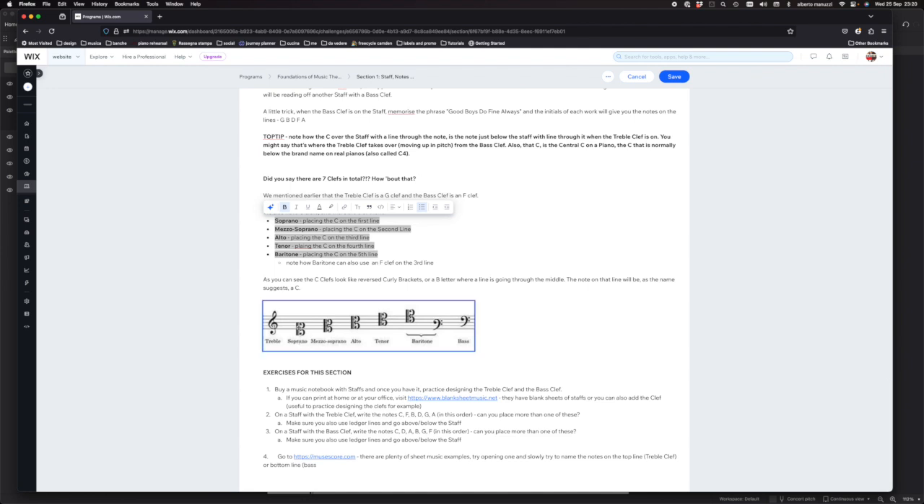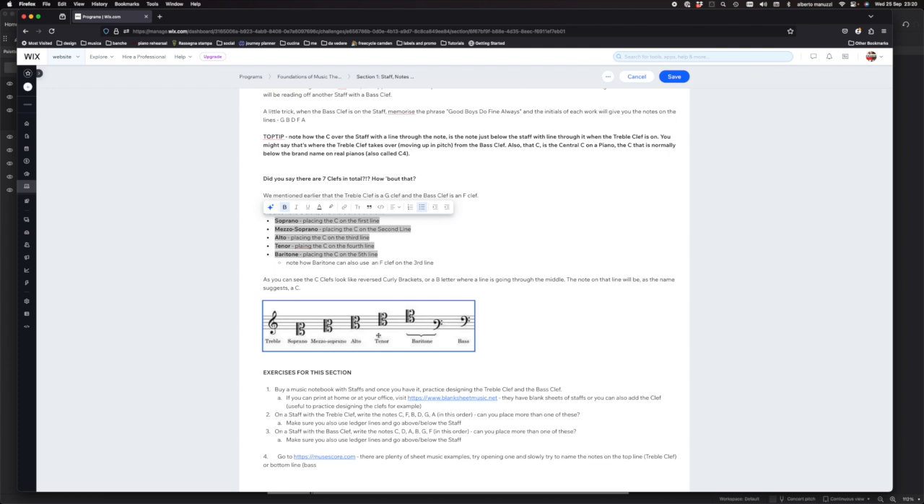Soprano is a C clef on the 1st line. So being a C clef, that 1st line will be a C. Mezzo-soprano is a C clef on the 2nd line. Alto is on the 3rd line, with a C on the 3rd line. Tenor is a C clef on the 4th line. And baritone is a C clef on the 5th line, or can also be an F clef on the 3rd line, probably based on the pitch of what they're playing.